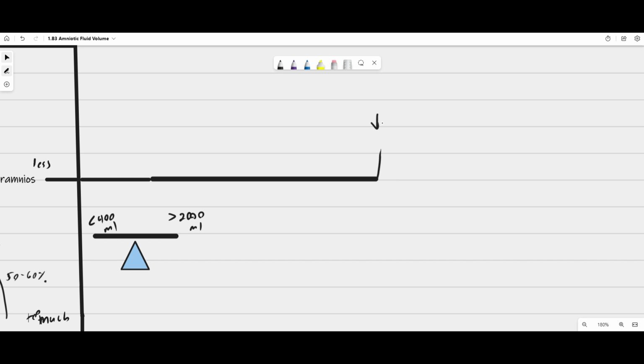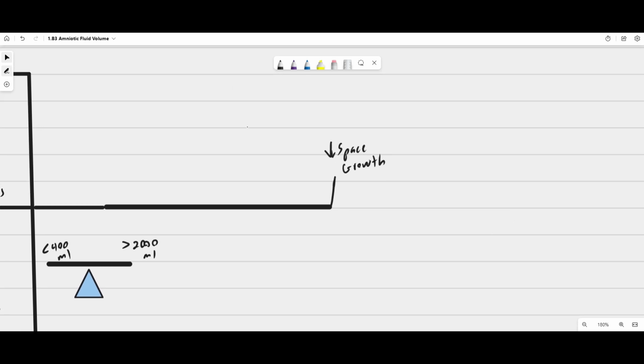The big problem is there's not enough space for growth. So if you think about plants, because it's the same idea with plants, they're going to grow to whatever container they're in. If the container is small, it's going to be small. If it's big, it'll be bigger. If it's specially shaped, it'll be uniquely shaped. So this can cause a couple problems.